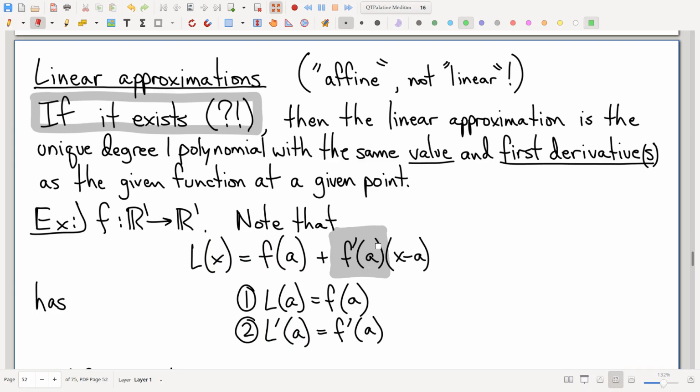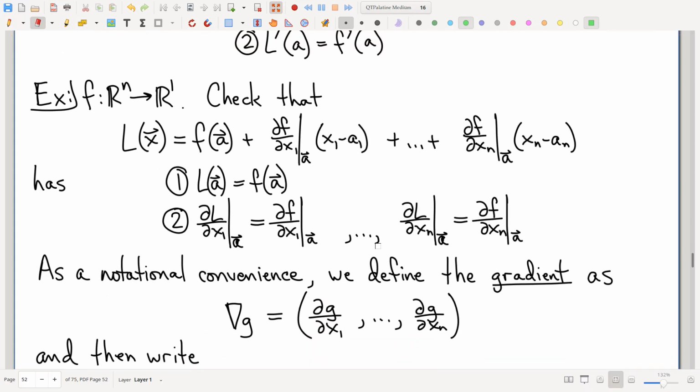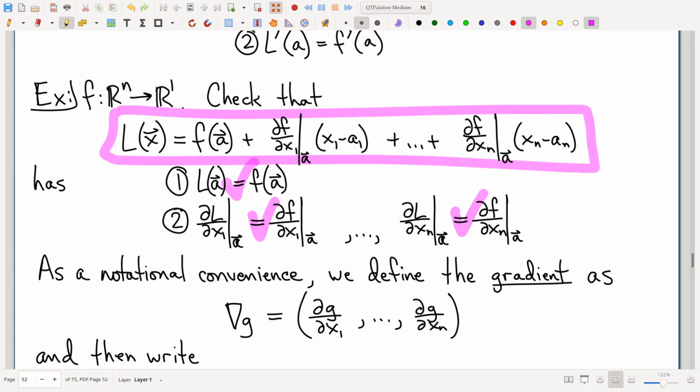Okay, so that's a flashback to single variable calculus. In multivariable, we're just going to do the exact same thing. I'm just going to say, look, I want to know what is the function that has the same value as f, and that has the same, wait a second, we got a bunch of different partial derivatives. I'm going to require that all of the partial derivatives of L agree with all of the partial derivatives of f. And the function that does that has this formula right here.